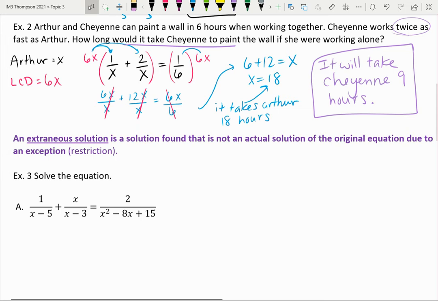So this idea of extraneous solutions, we've come across this before. We're coming across it again. I think the first time we talk about extraneous solutions is in Math 2. An extraneous solution is a solution found that is not an actual solution of the original equation due to an exception. Hint, we're going to be comparing it to restrictions. So jot that definition down, and then example 3, solve the equation. We'll work that out together and take a look at how extraneous solutions affect the answer.